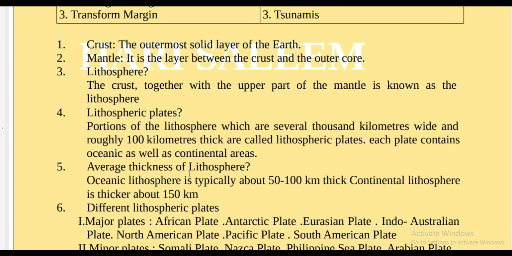Average thickness of lithosphere. Oceanic lithosphere is typically about 50 to 100 kilometers thick. Continental lithosphere is thicker, about 150 kilometers.